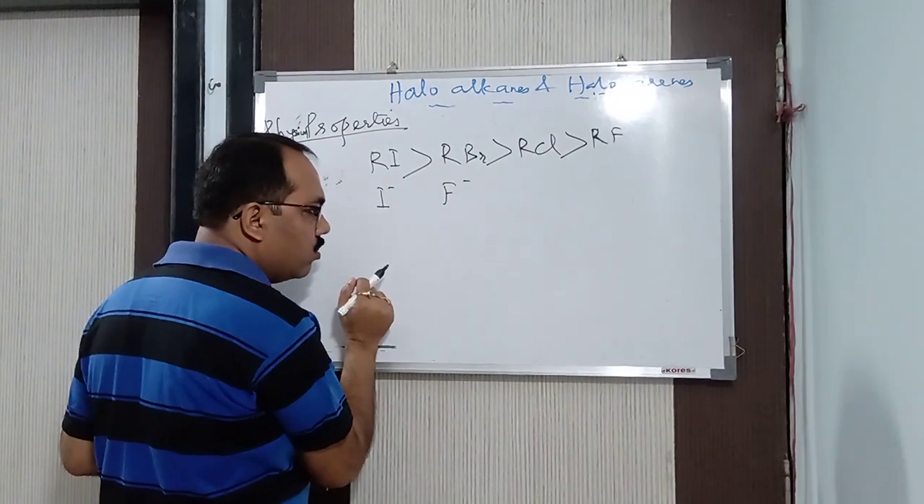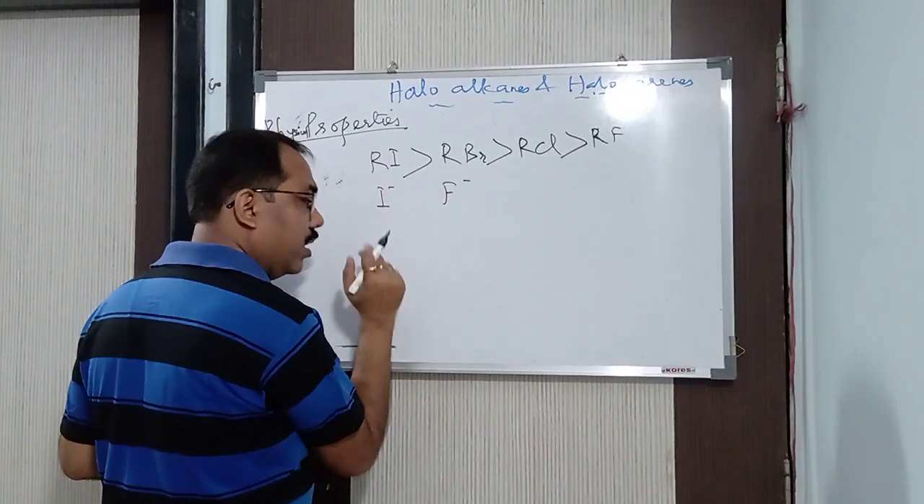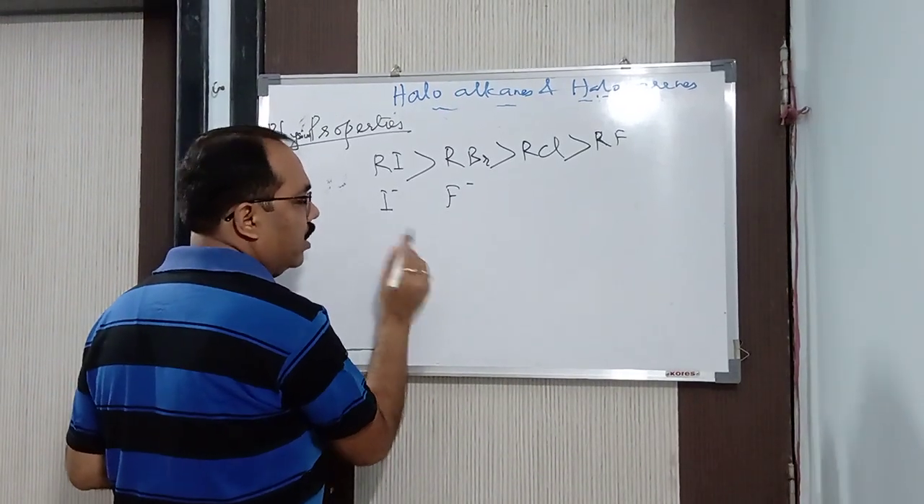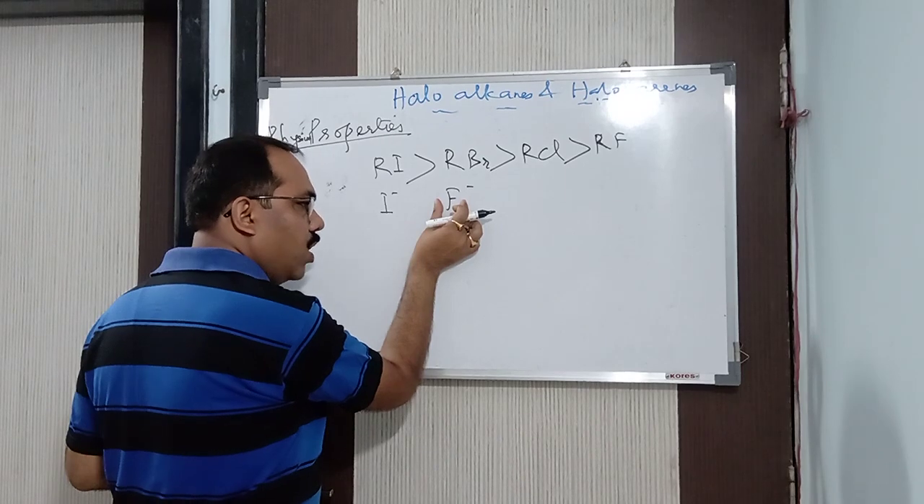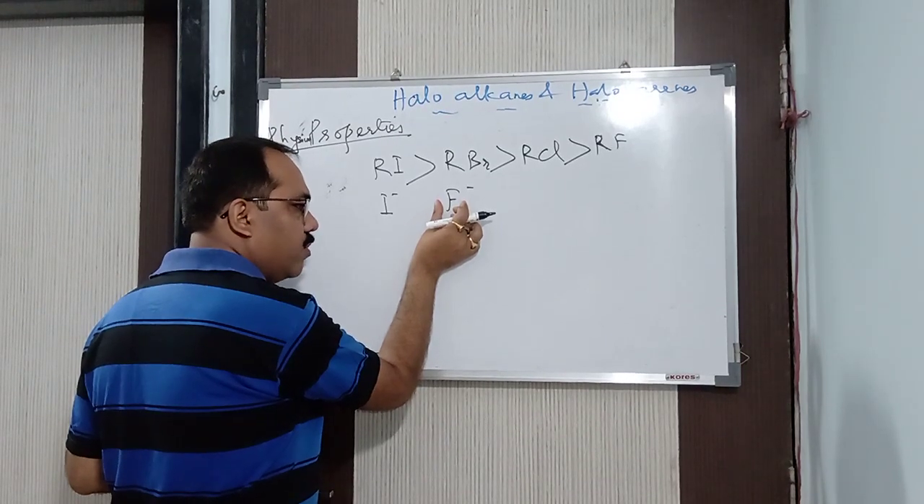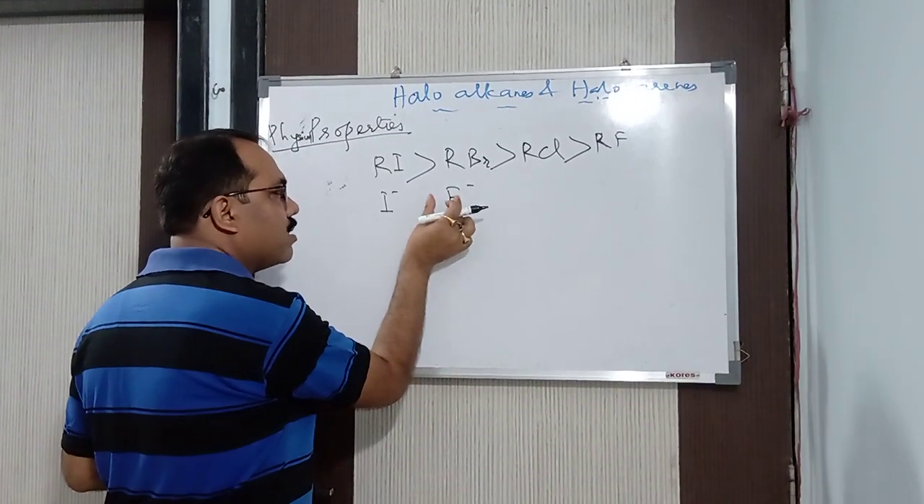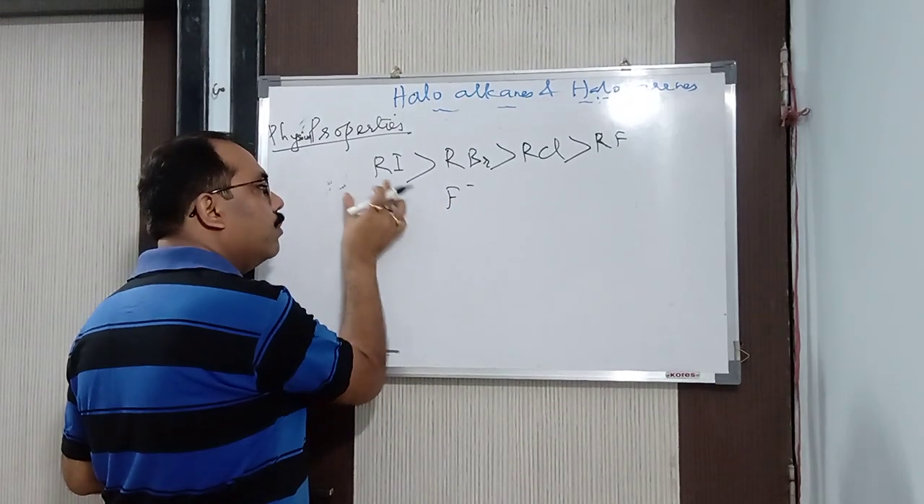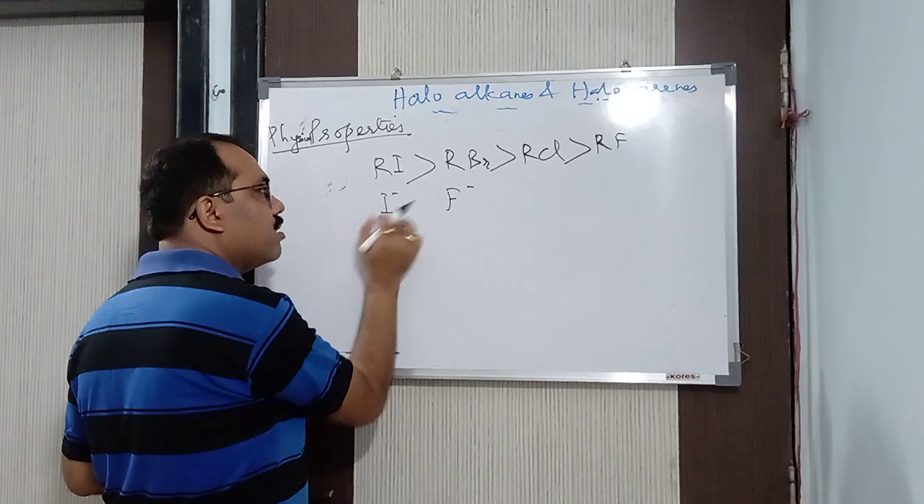Now how is it so? Fluorine has high electronegativity. But even so, the bond length is very, very small in the case of fluorine, so it is less polarizable in nature. Here the bond length is bigger because the size of the atom is bigger, so it is more polarizable.